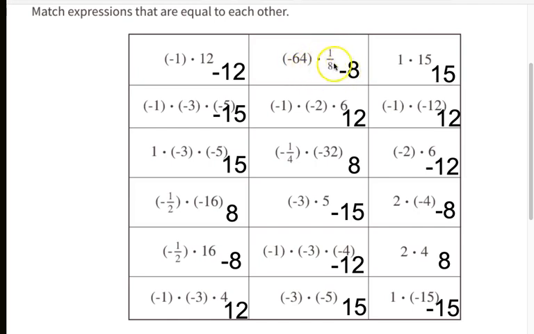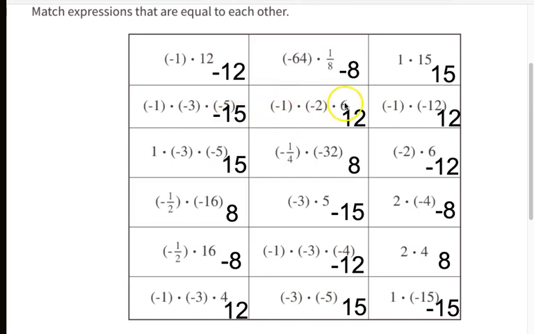I turned this into division because we had fractions and I had to simplify it. 1 times 15 is 15, positive times a positive is a positive. Here I have 3 negative numbers. Negative times a negative is a positive, and positive times a negative is a negative. 1 times 3 is 3, times 5 is 15.